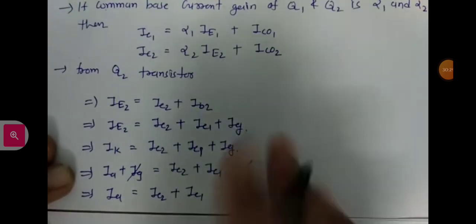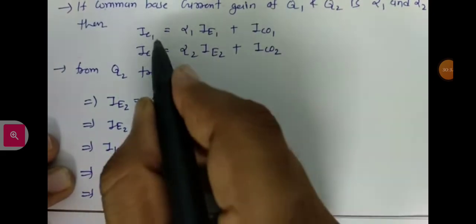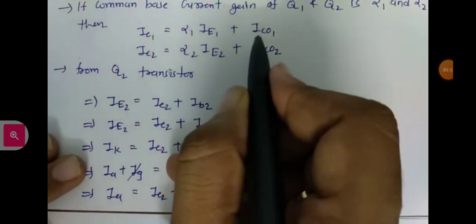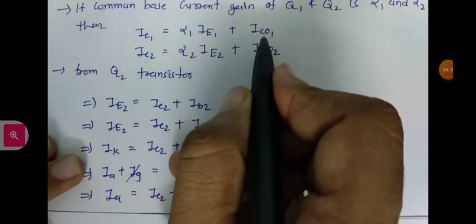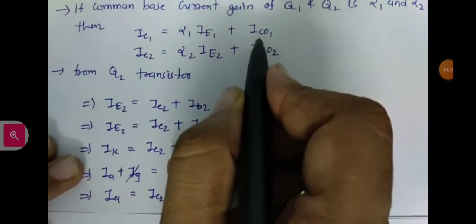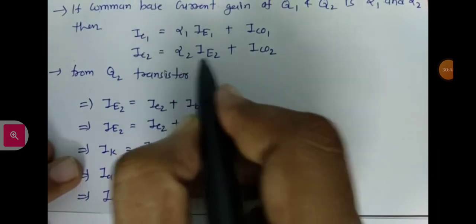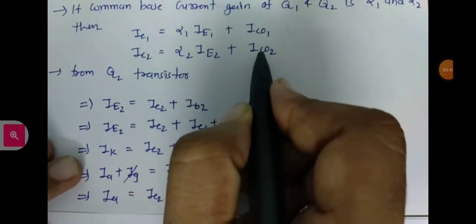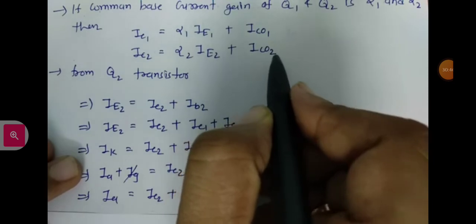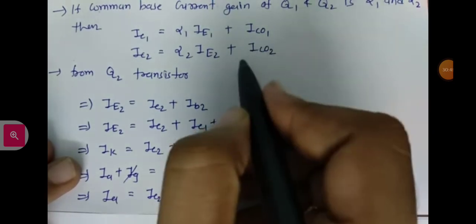Now I have the anode current, IA equals IC2 plus IC1. As I told you initially, IC1 equals alpha 1 into IE1 plus the reverse recovery current in transistor 1, ICO1, and IC2 equals alpha 2 into IE2 plus ICO2, the reverse recovery current in transistor 2. So let us place those values.